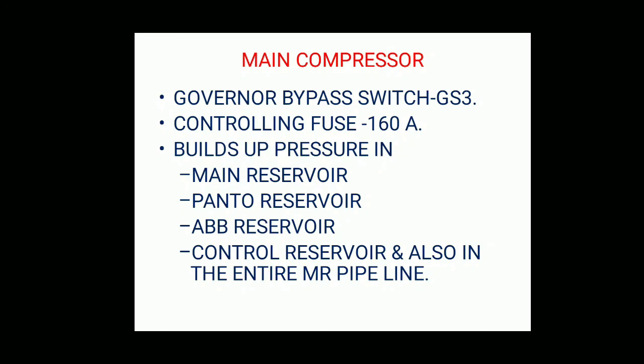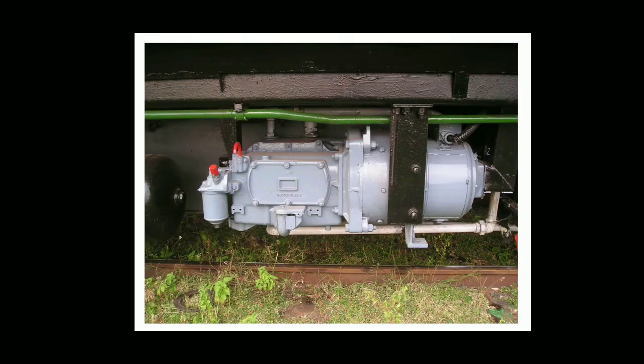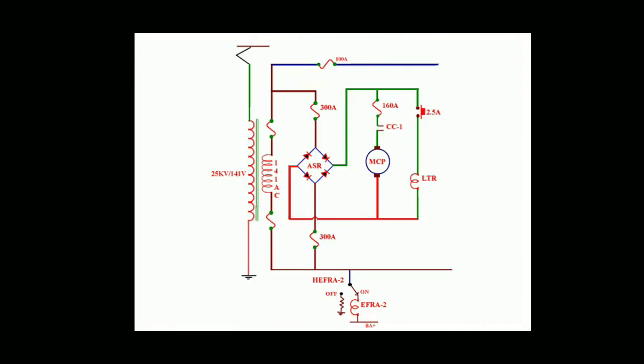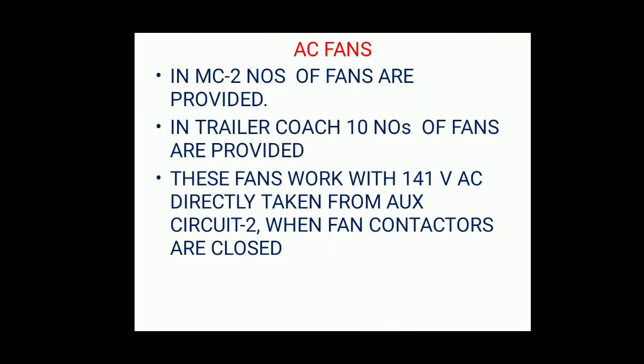Main compressor creates the pressure required in main reservoir, Panto reservoir, ABB reservoir, control reservoir, and also in entire MR pipeline. Main compressor is provided below motor coach under frame. ASR starts working as soon as motor coach is energized and power available at auxiliary 2 winding. This converts 141 volts AC to 110 volts DC and supplies to main compressor through CC1 contactor.